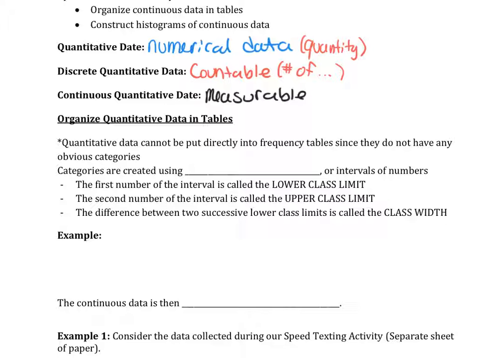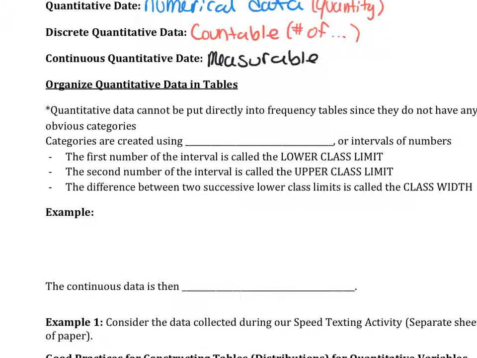So the categories that we use for quantitative data are called classes or intervals of numbers. You're going to have a range of numbers, and then you'll count how many of your data values are in that range or that interval. When we have a class, the first number of the interval is the lower class limit, the lower number, and the second number of an interval is called the upper class limit. It's the upper or higher number. And then the difference between two successive lower class limits is called the class width.